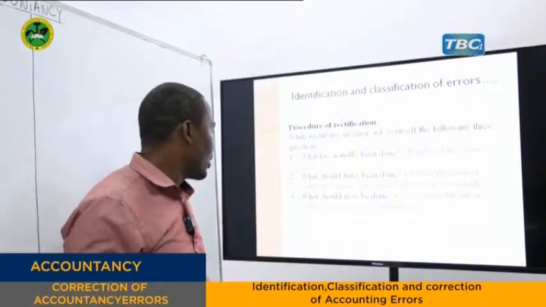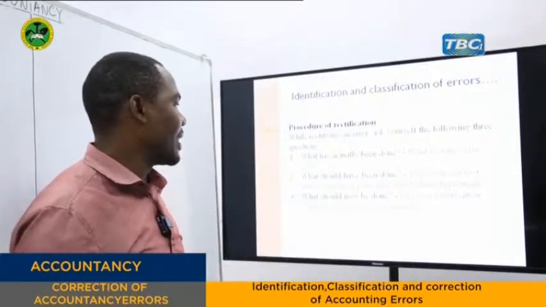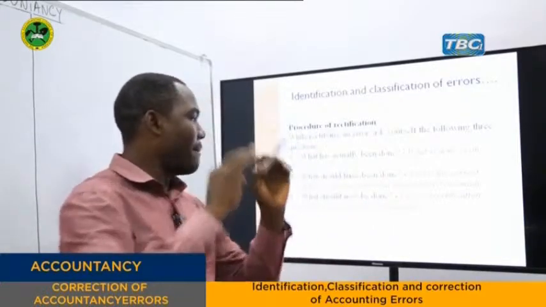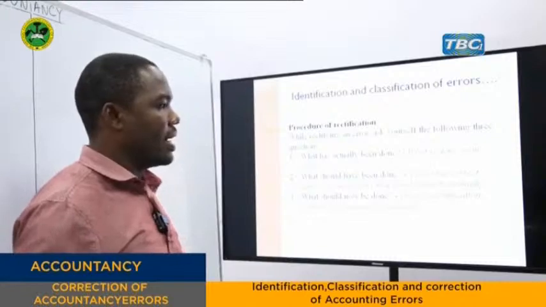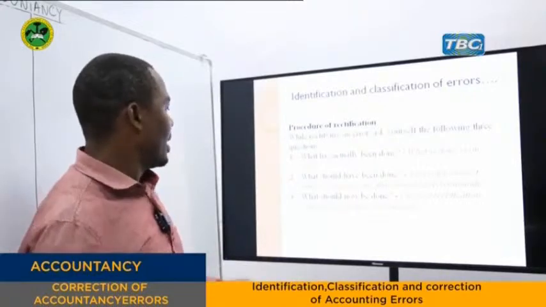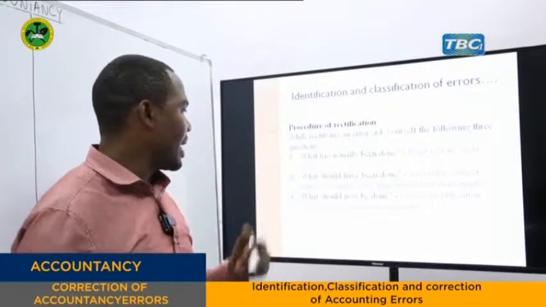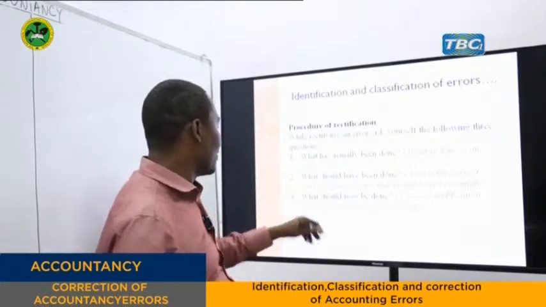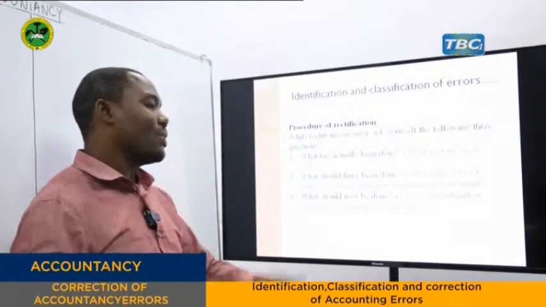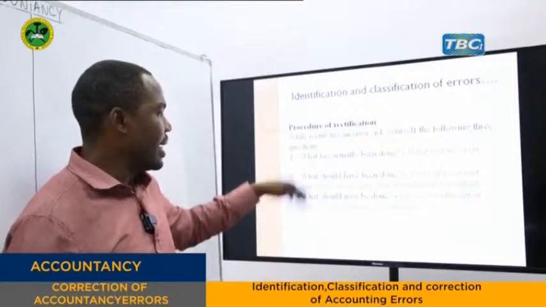And secondly, you need to ask yourself, what should have been done? How was it supposed to be done? This is the correct entry, or the journal entry that should have been made in the books. Then after knowing what has actually been done and how it was supposed to be done, you need to ask yourself, what should now be done to settle the matter right? And this is a rectification entry, a rectification journal entry that will help now to solve or to clear the mistake.